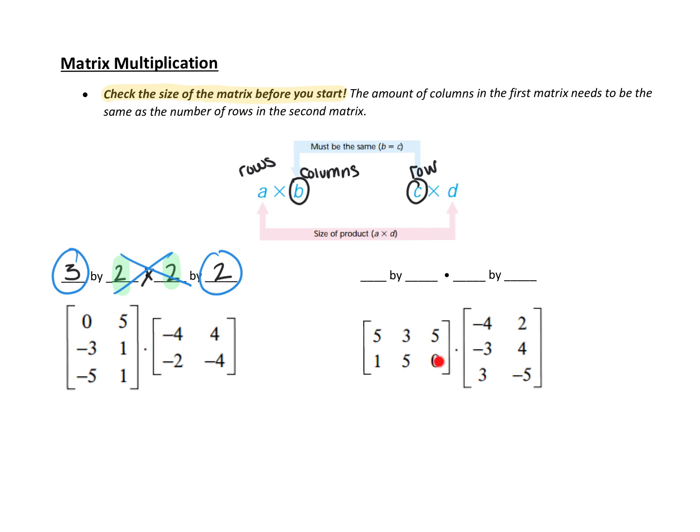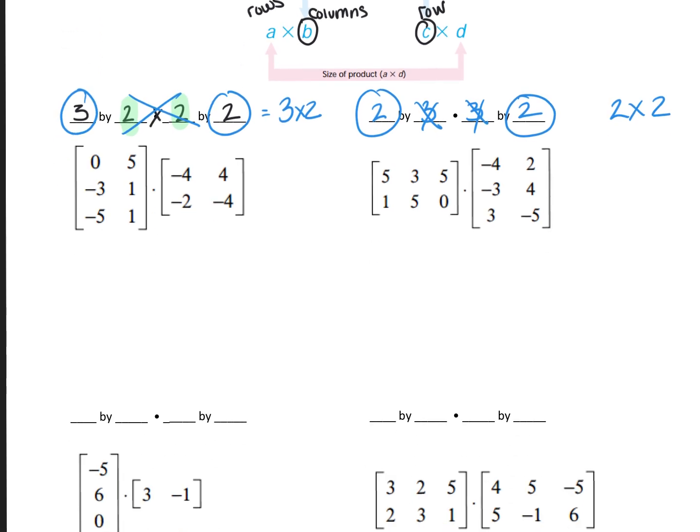So this is a 2 row by 3 column. And then this is a 3 rows by 2 columns. So again, the middle ones, these 3's are the same. So we can basically cross those off, and my final answer will be a 2 by 2 matrix. Let's put our final answer here, should be a 3 by 2. Let's keep going and practice.